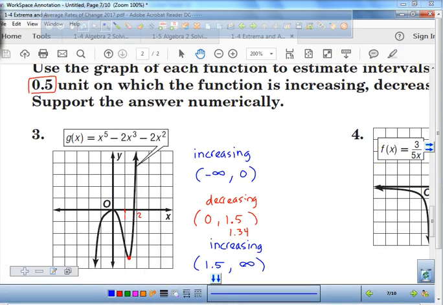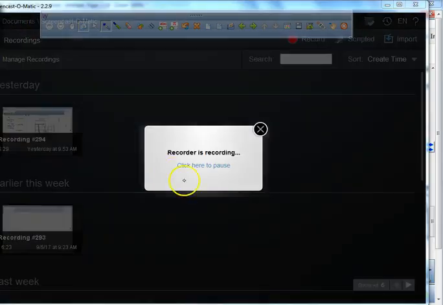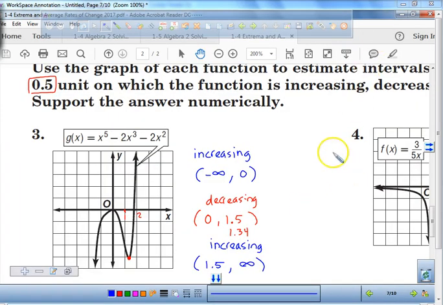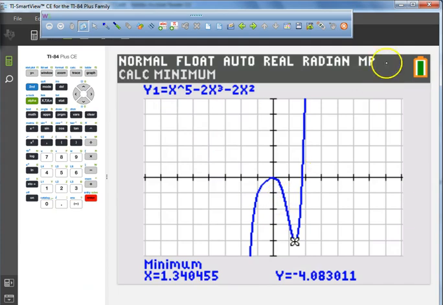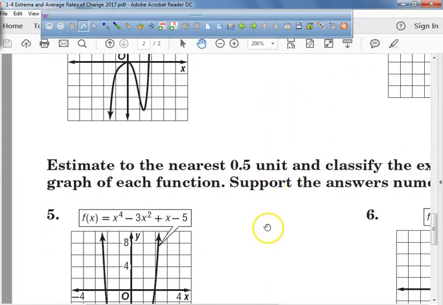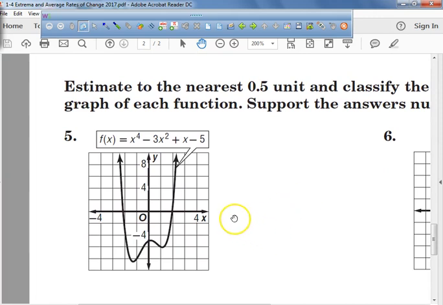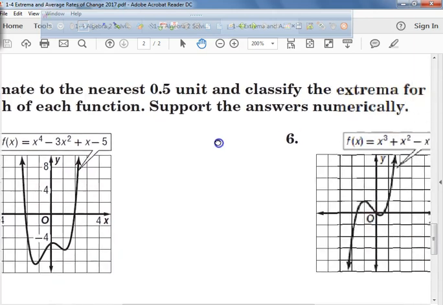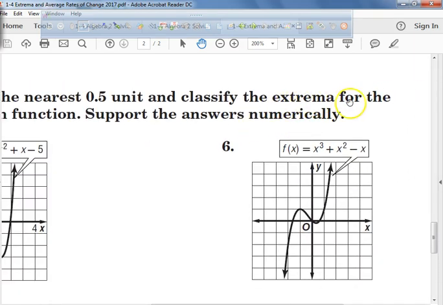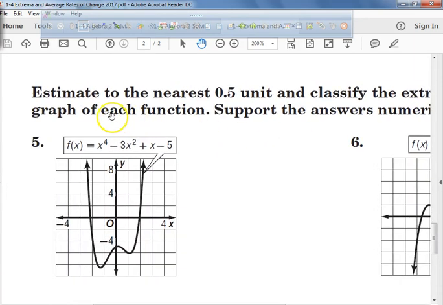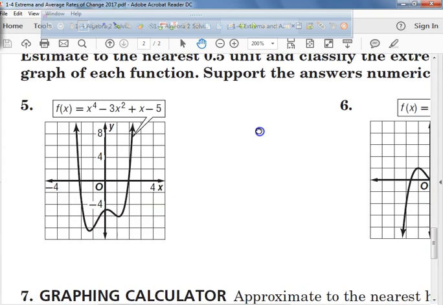What I need to do is pause this real quick. All right, we're going to head down to number 5. What I'd like you guys to do is type this equation in right here. It says we need to classify all the extrema for each graph of the function.